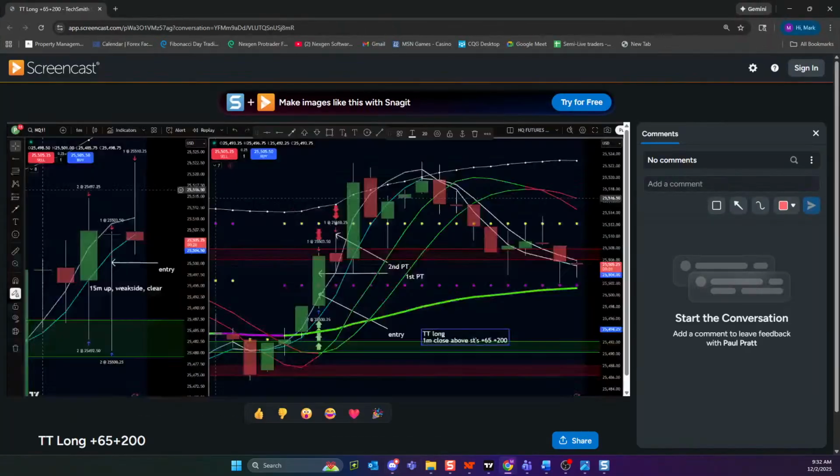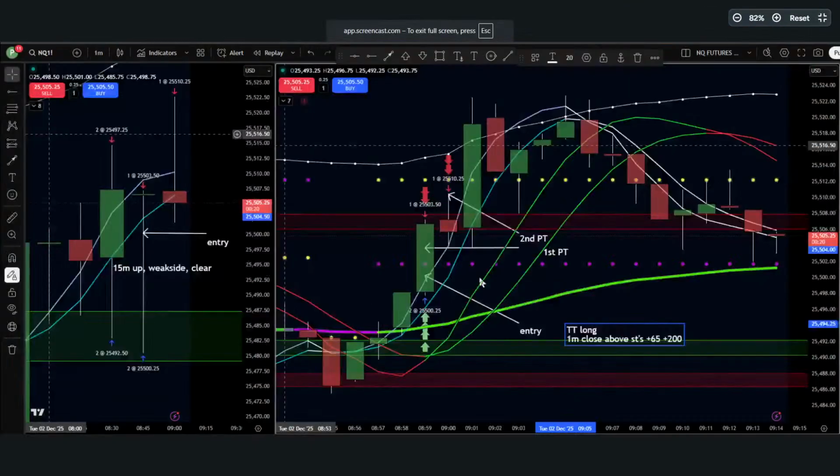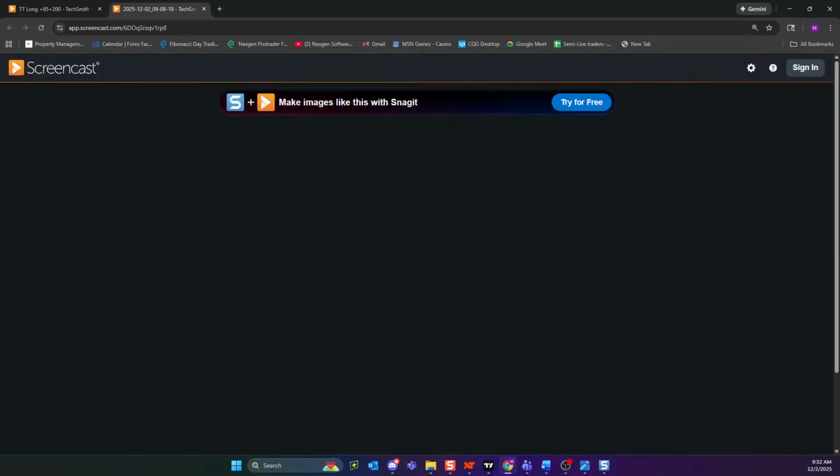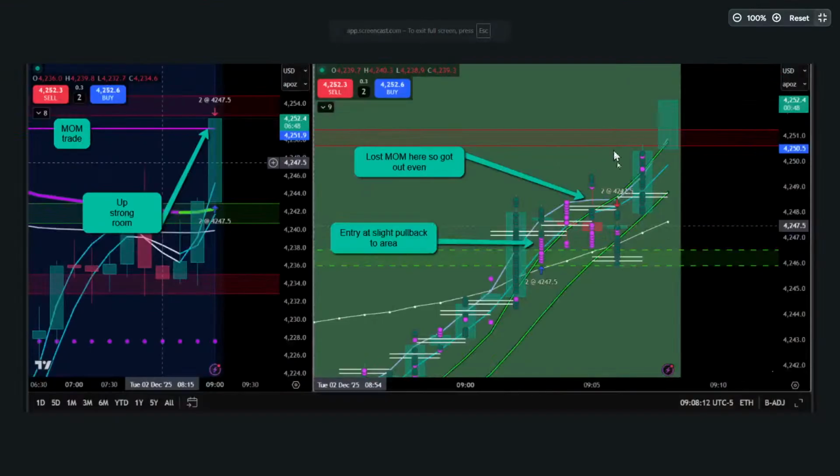Paul, did we see that one? Let's see what we have here. 15-minute up, weak side clear. There's your pullback, closes above. You are in maybe a tick or two late, directly into one-to-ones, which could be challenging. You pull it off, and you pull it off. Nice job, Paul. Trading into areas from the weak side, guys. It works less than it doesn't. Just a heads up. All right, momentum trade.